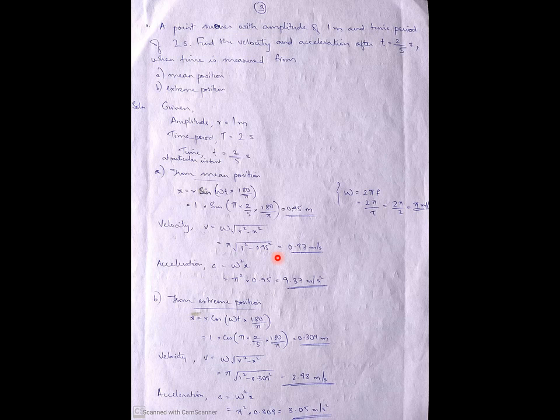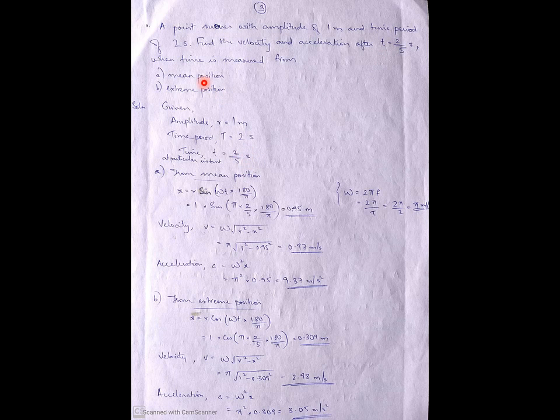Now let us see the problems. First problem is, a point moves with amplitude of 1 meter and time period of 2 seconds. Find the velocity and acceleration after t equal to 2 by 5 seconds when time is measured from mean position and extreme position. So here there are two cases, mean position and extreme position. Initially, what all things are given? Amplitude r is 1 meter. Time period capital T is 2 seconds. Now velocity and acceleration are to be determined at a particular time, small t equal to 2 by 5 seconds.